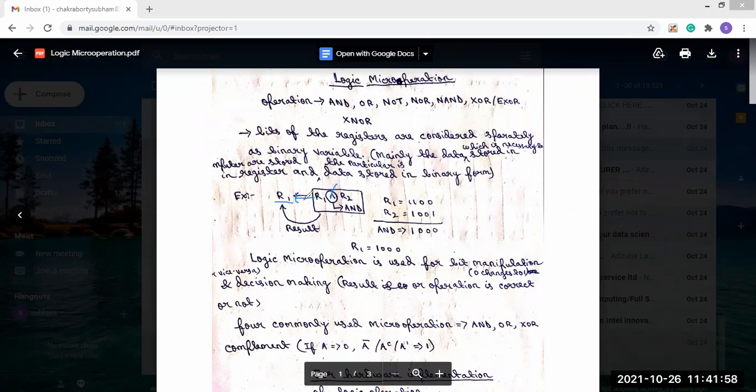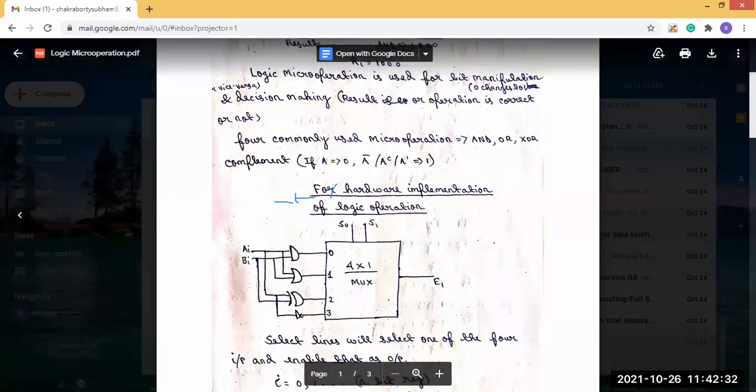The four commonly used micro operations are AND, OR, XOR, and complement. Complement means if a bit is 0 it becomes 1, and if it is 1 it becomes 0. So these are the four commonly used micro operations, and this is why they are used.